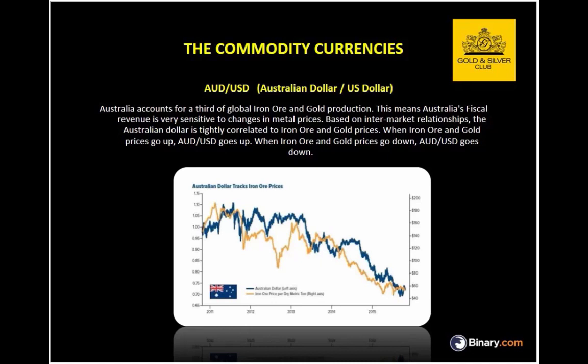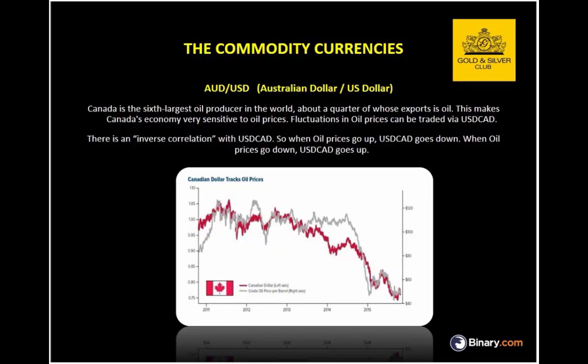Canada is the sixth largest oil producer in the world, and this is where you can trade, of course, US dollar, Canadian dollar. About a quarter of its exports is oil, and that makes Canada's economy very sensitive to oil prices. So fluctuations in oil prices can be traded via the US dollar, Canadian dollar, and often you'll see an inverse correlation. So if oil was to sell off, often US dollar, Canadian dollar will go up, and if oil was to go up, US dollar, Canadian dollar will often go down.